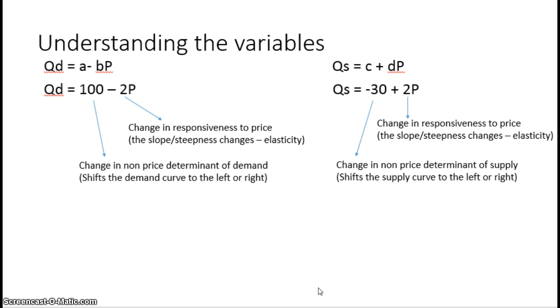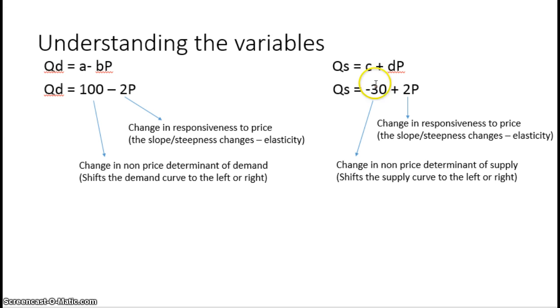Okay, the next thing you need to understand is where the variables come from, so the A, B, and the C, D. Okay, so for quantity demanded, the linear equation is A minus B. Okay, so the A will change if there's a non-price determinant of demand. Okay, so this actually shifts the whole demand curve to the left or right, as we'll see in a minute. The B variable is the responsiveness to a change in price. So that's the slope, the steepness, and it will change the steepness depending on the elasticity.